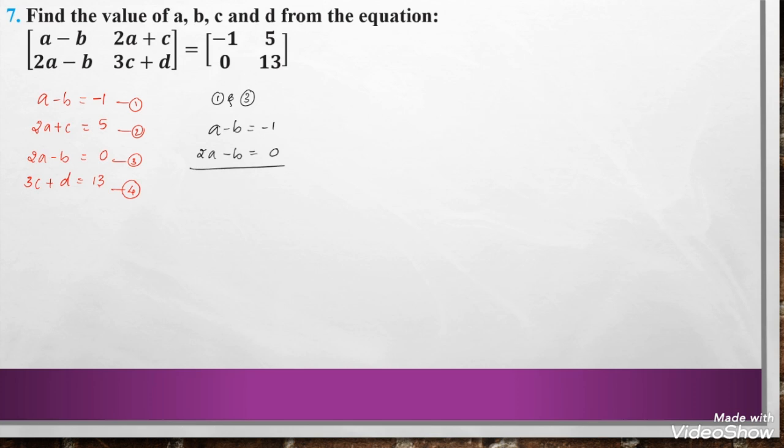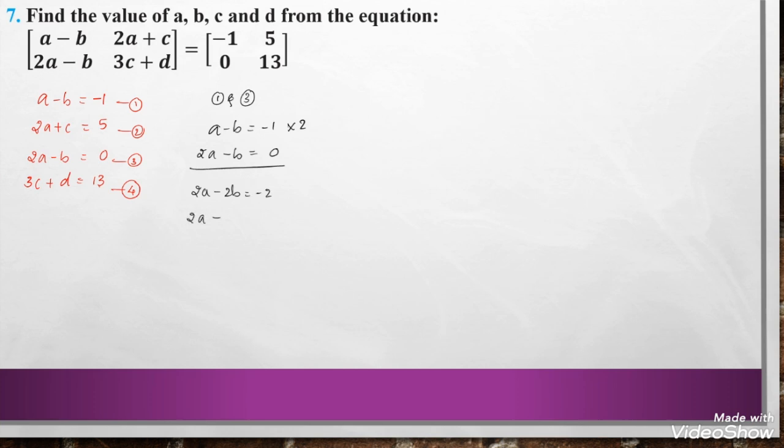Now I have to take the result. For these two equations, I have to calculate the values of A and B. First, because there is 2A here, while equating the equations, first I have to multiply the first equation by 2. Then the equation becomes 2A, then 2 into minus B, that is minus 2B, is equal to minus 2.